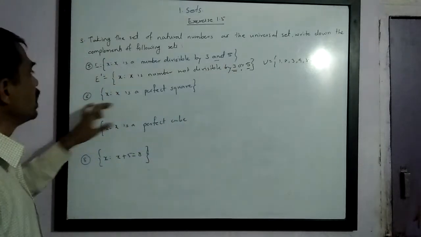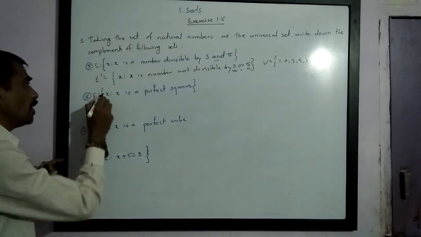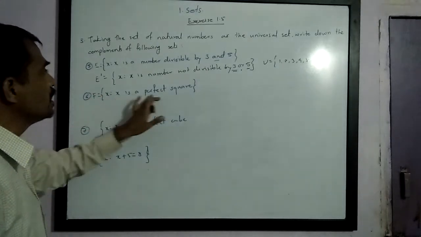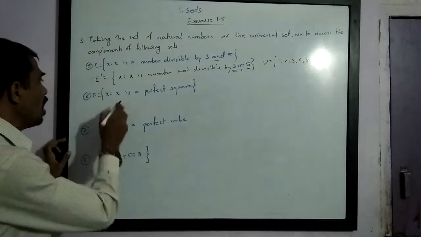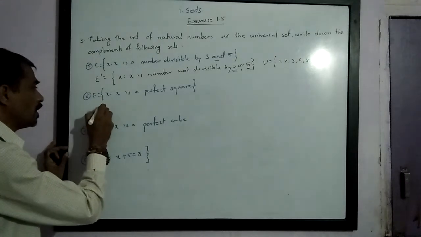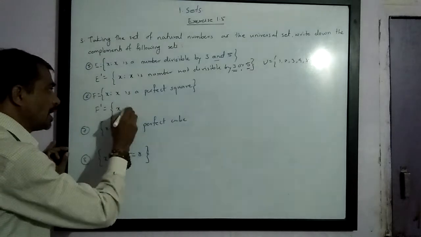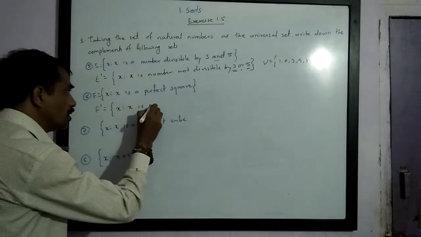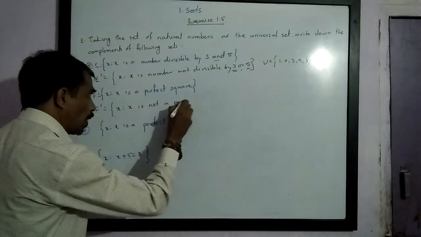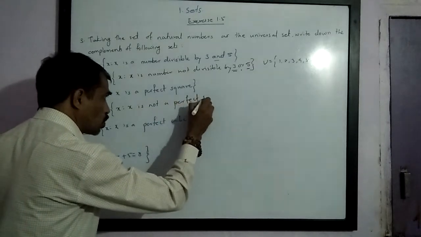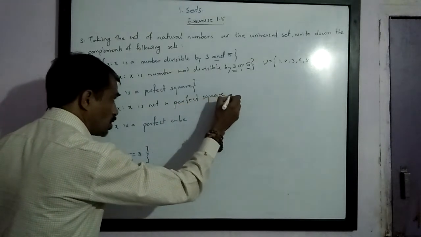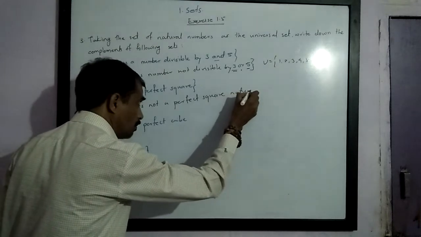Next, let the given set be equal to F. So F is the set of x such that x is a perfect square number. Now F dash, that is the complement of F, is the set of x such that x is not a perfect square natural number.